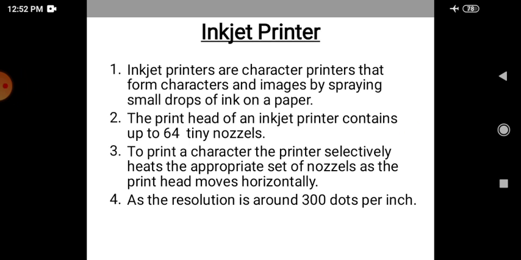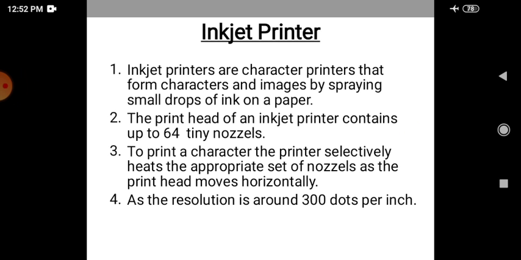Welcome to the subject Computer Fundamentals. At present, we are studying commonly used output devices. Earlier we studied the monitor and dot matrix printer as output devices. Today we shall study two printers, that is, inkjet printers and laser printers, as output devices.